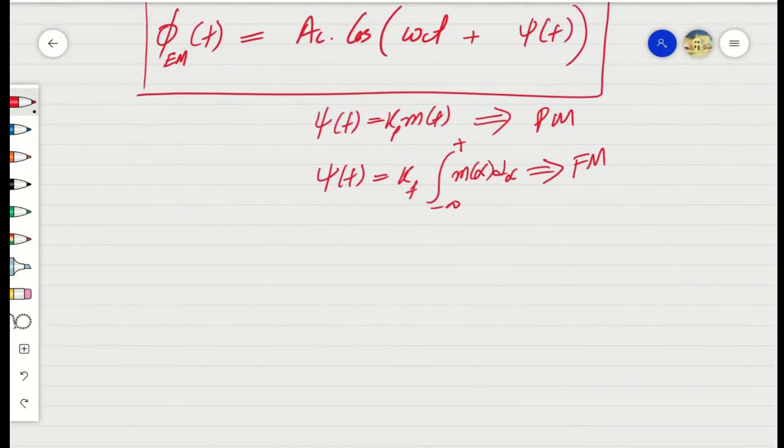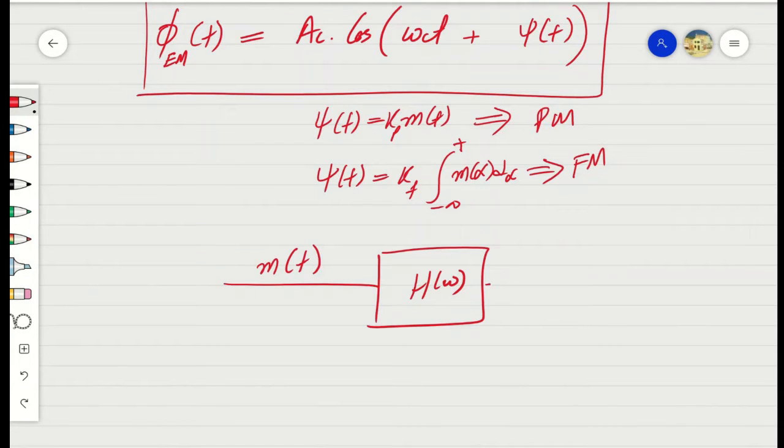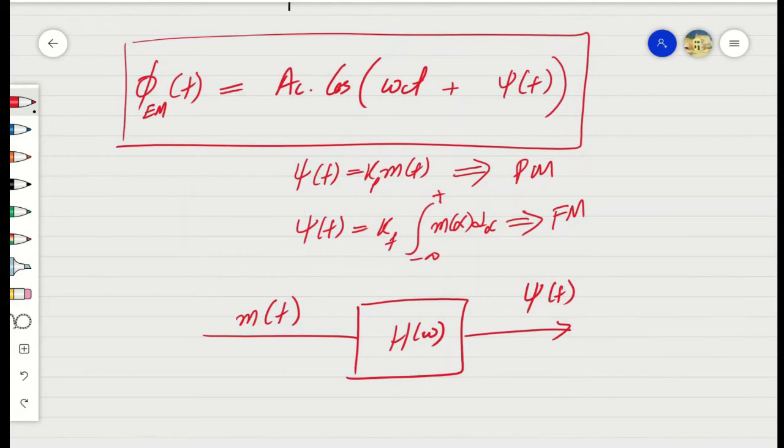So for example, there is a certain system, a certain filter, for example, h of omega. If we give the information signal as input to this system and we get psi of t, then if this system is not changing the input, psi of t will be equal to m of t, and the expression for exponential modulation schemes will represent the case of phase modulation. While if this filter represents the integration operation and it integrates the input signal m of t and we obtain psi of t, then this generalized form of exponential modulation scheme will represent the case of the frequency modulation scheme.